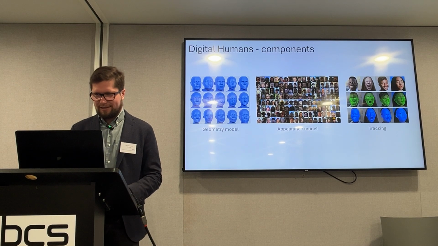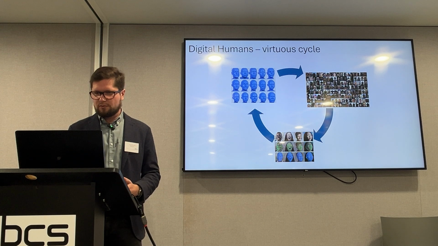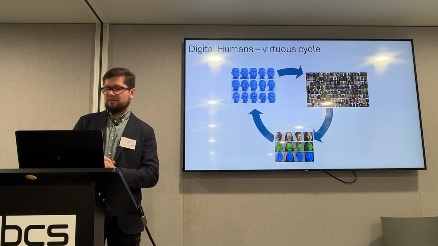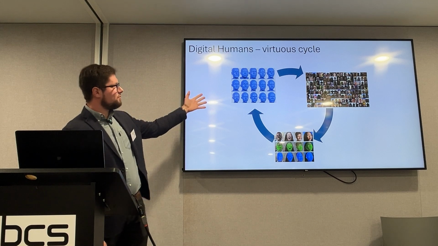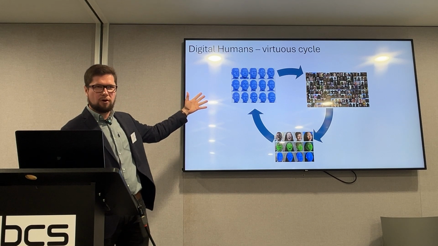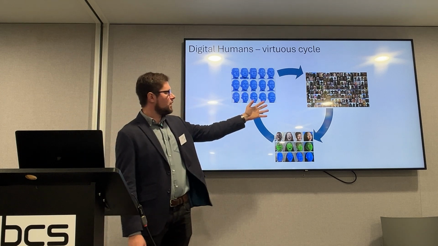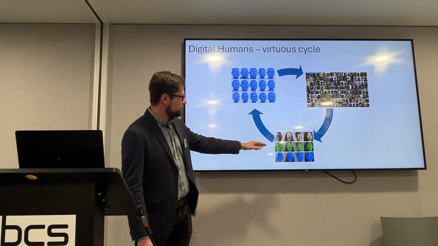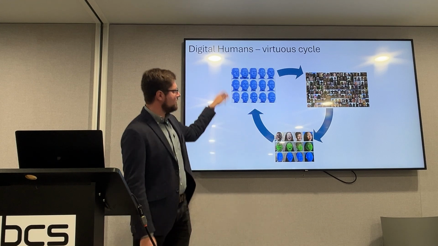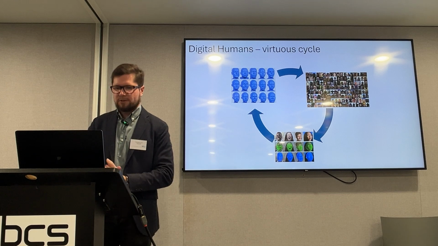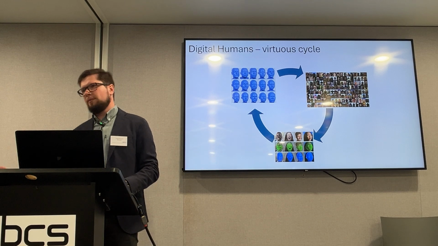And this is what, in our team at least, we call the virtuous cycle. So if we have better parametric models or geometry models of humans, we can build much better appearance models. We can create much better imagery, which will lead to better tracking. That will in turn lead to better parametric models. And hopefully you'll get what I mean by the end of the talk.